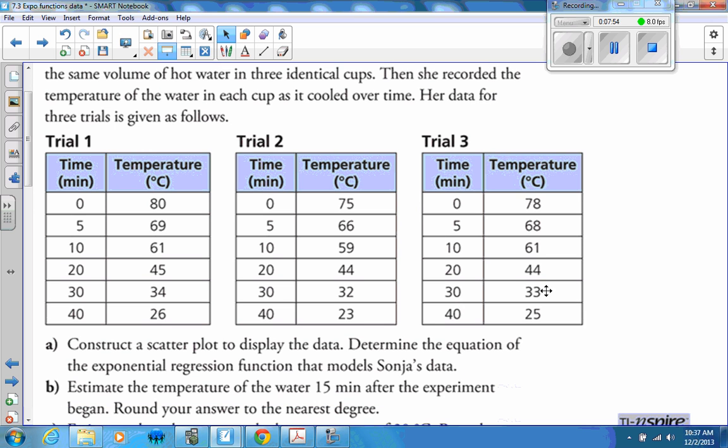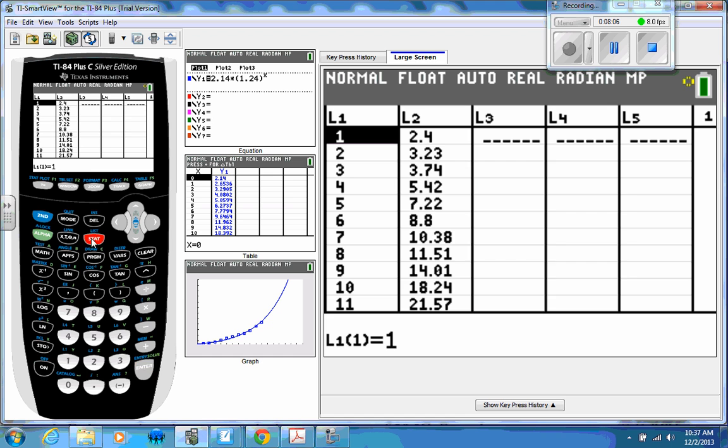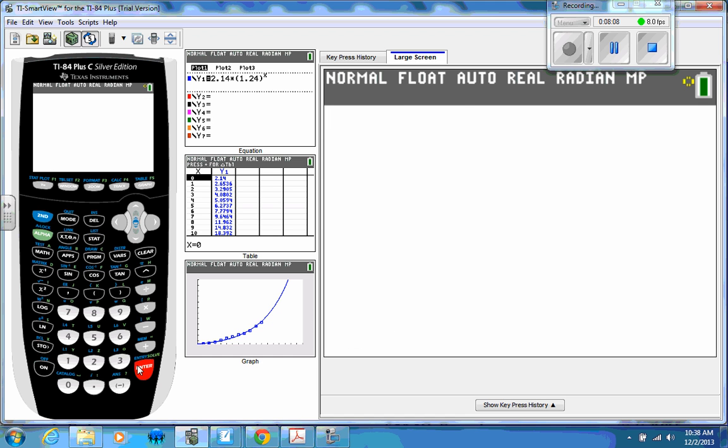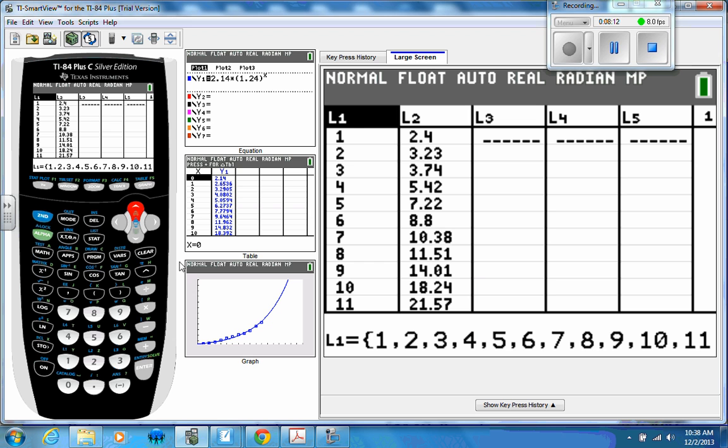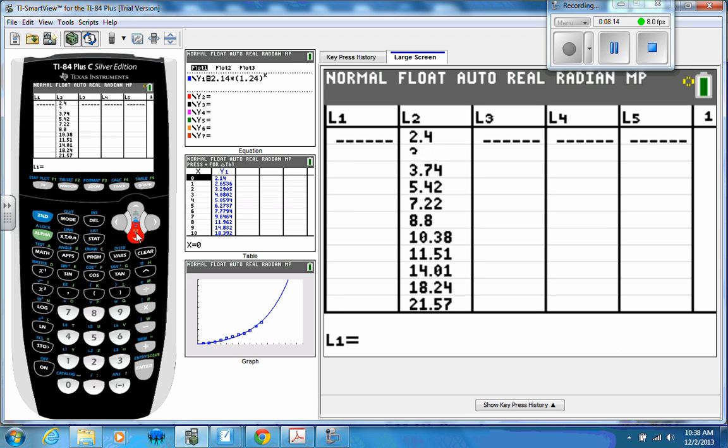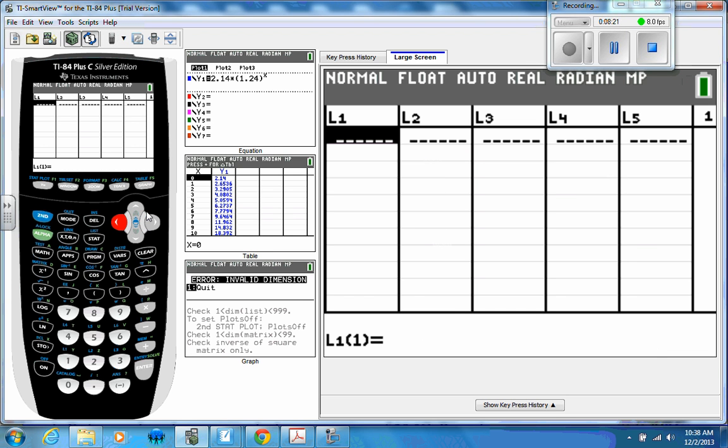So you're going to construct a scatter plot to display the data, determine the equation of the exponential regression function, and model Sonia's data. So let's just use trial 1, just for an example anyway. So you're going to go to the calculator, you're going to hit stat, you're going to go into edit, and then you're going to clear the list. So you go to the top where it says L1, hit clear, and then hit down. And then go to L2, hit clear, and hit down. Always make sure you clear your list before you enter new data.